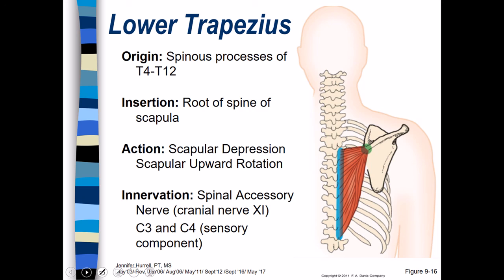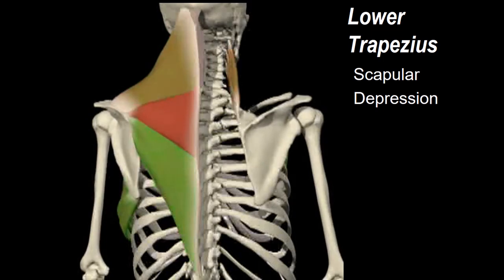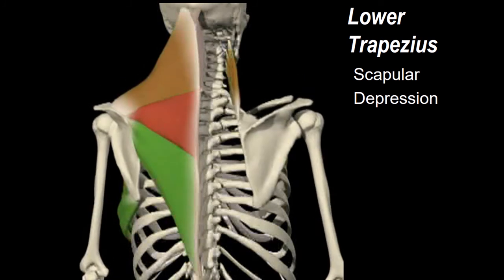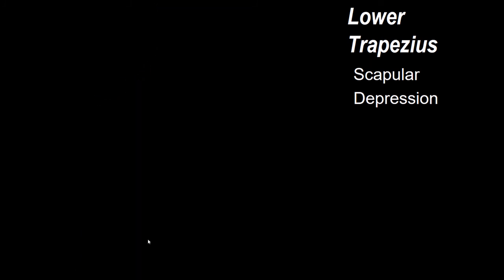In terms of rotation, picture this as the pivot point again, this bolt. So as I'm taking the root of the spine of the scapula, right here, and I'm pulling that down, what kind of rotation do I get? Upward rotation. All right? So we're going to get scapular depression and upward rotation. All right, and you'll see again, it's all trapezius, so innervation is going to be the same as it was for the other two portions. All right, and here's our lower trap, performing scapular depression.